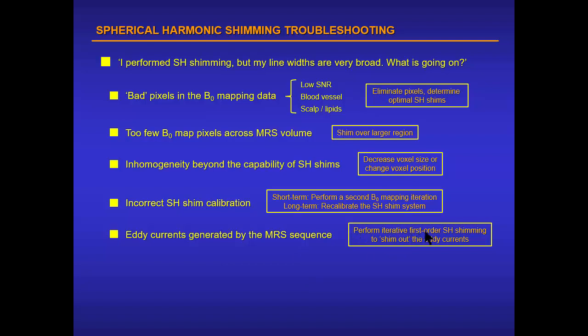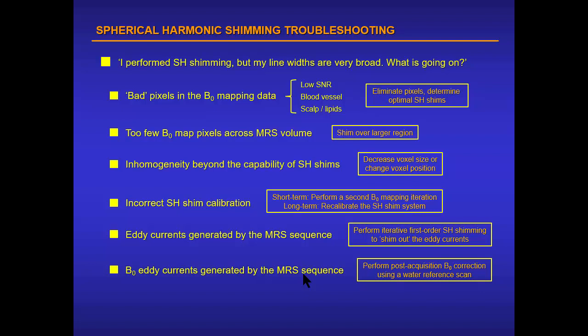What you can do here is an iterative or a manual first order spherical harmonic shim to shim out long time constant eddy currents. It can work really well, but it can also do nothing. It really depends on the situation. B0 eddy currents are a different type; you can take those out after you're done with your scan. And finally, you have to realize that in certain tissues like muscle, water just has a very short T2 relaxation time constant. So a line width of 30 hertz for the water is totally fine in muscle, because you cannot theoretically get it any better than that.